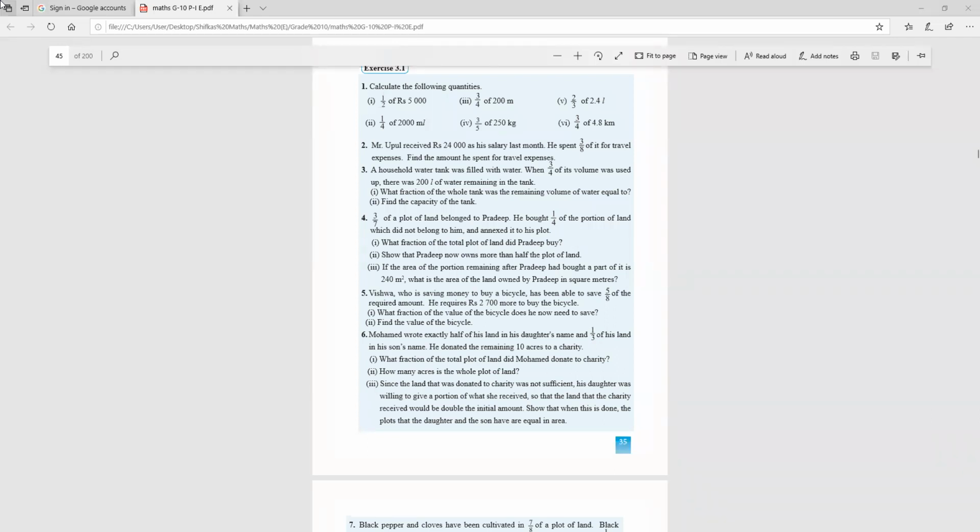Okay, a household water tank was filled with water when 3/4 of its volume was used. Is the water completely used? No. Which part is used? How much is used? What is the used part? Which part is used as a fraction? 3/4 of the tank. 3/4 of the tank. I didn't read the balance. I read only up to here.